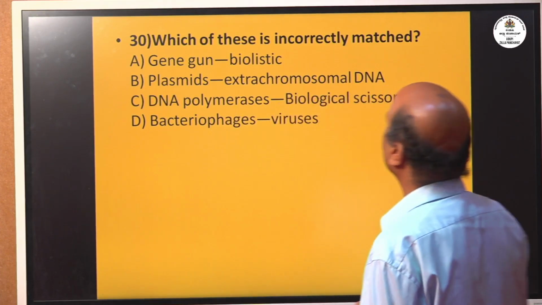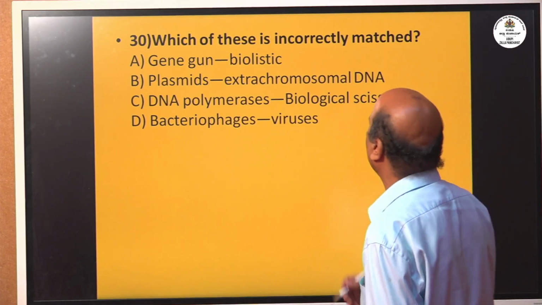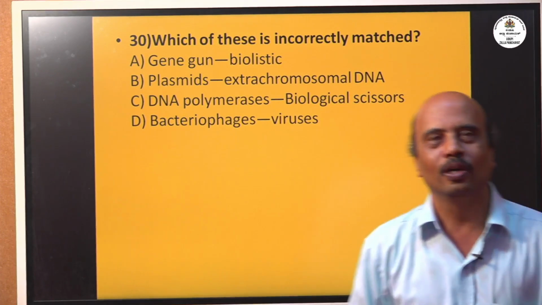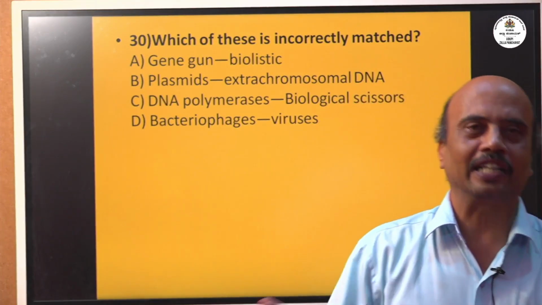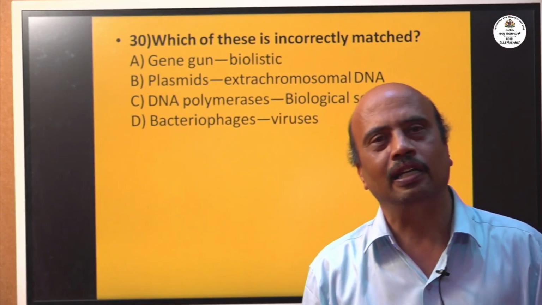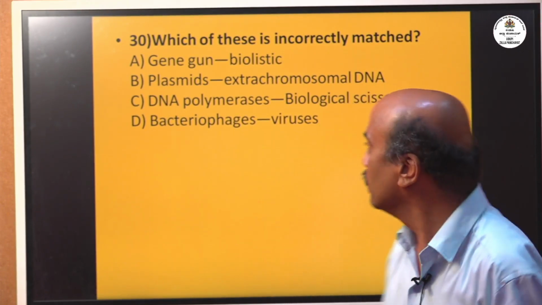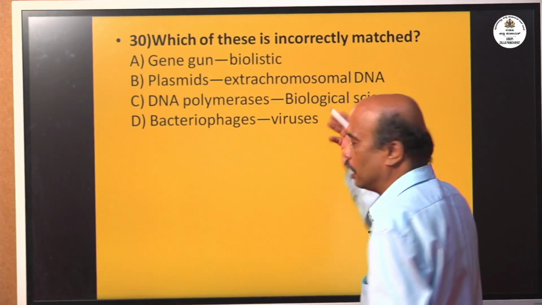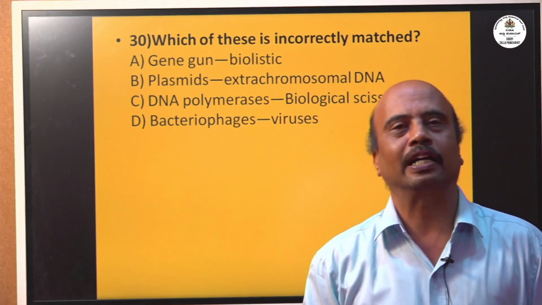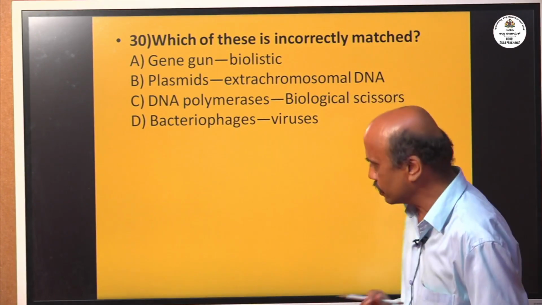Which of these is incorrectly matched? We have gene gun, biolistic; plasmids, extra chromosomal DNA; DNA polymerases, biological scissors. Biological scissors, you know, it is restriction endonuclease. They cut the DNA from the desired organisms. Also, they cut the vectors, that we call biological scissors, molecular scissors. It is not the DNA polymerase. DNA polymerase helps in the cloning, and bacteriophages are nothing but viruses that infect bacteria. So, here incorrectly matched pair is DNA polymerase, biological scissors.